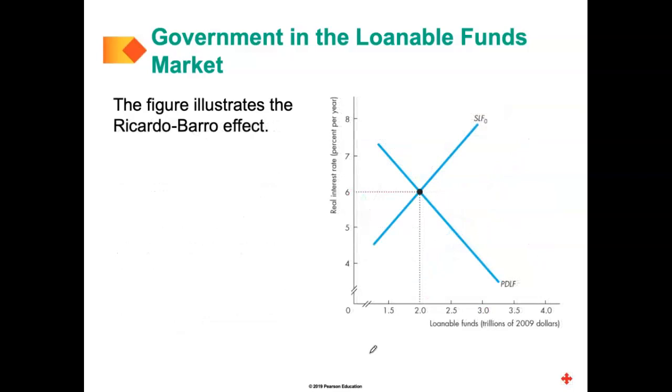The Ricardo-Barro effect is named after David Ricardo, an 18th or 19th century economist, and Robert Barro, who is pretty recent, of Harvard University. They came up with the idea that government budget deficits and government budget surpluses don't really do much to the economy or to the loanable funds market. Why? Because think about it.